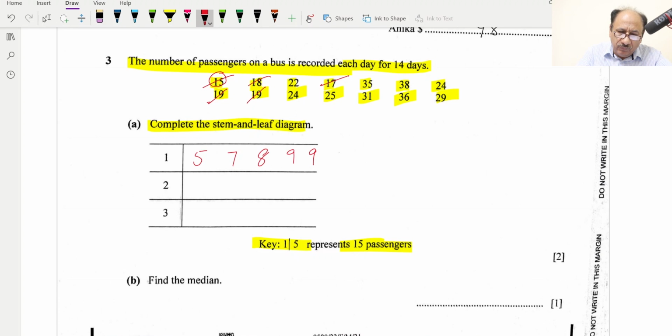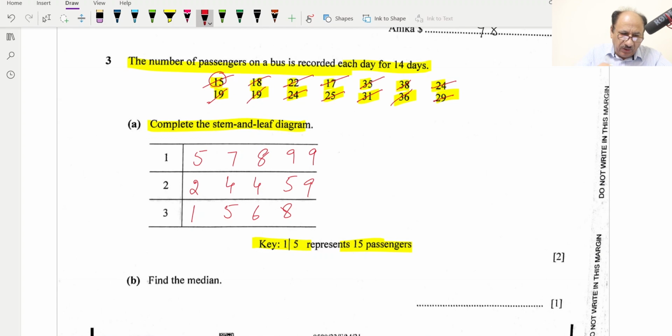With 2 we will take 22, so 2 will be here. And next is 24 and 24 two times, so 4 and 4. And 25 and 29, 25 will be this one and 29 will be this one. The last row of the stem and leaf diagram we can complete with 3. 31 will be the first one, then 35, then 36 is also there, and then 38 is the last one. So if we count, these are 2, 4, 6, 8, 10, 12, and 14. So we are done with all.